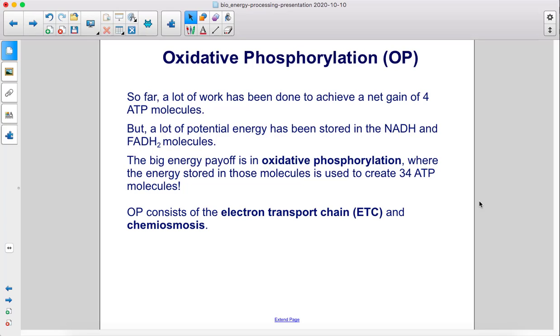So far, a lot of work has been done to achieve a net gain of 4 ATP molecules, but a lot of potential energy has been stored in the NADH and FADH2 molecules. The big energy payoff is in oxidative phosphorylation, where the energy stored in those molecules is used to create 34 ATP molecules. OP consists of the electron transport chain and chemiosmosis.